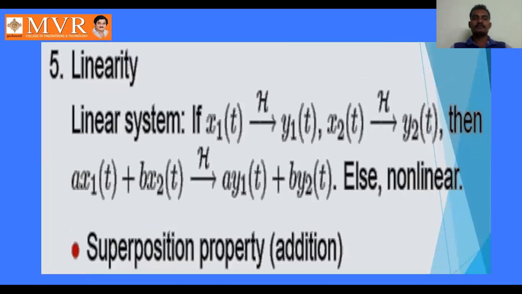Next, the linearity property. What is meant by a linear system? A system is said to be linear if it obeys the superposition theorem and homogeneity. A linear system can be expressed as: if x1 of t leads to y1 of t and x2 of t leads to y2 of t, then a into x1 of t plus b into x2 of t leads to a into y1 of t plus b into y2 of t. If it satisfies this expression, then the system is said to be linear.